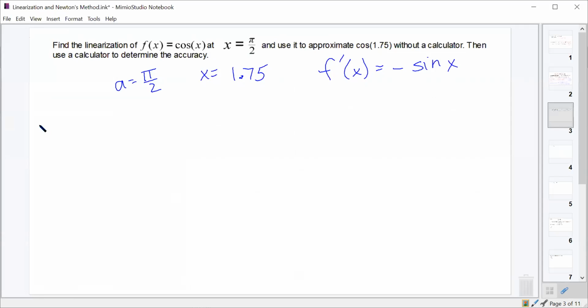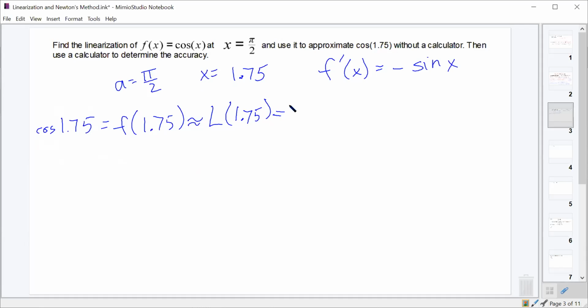So we want the cosine of 1.75, which is equal to f of 1.75, which is approximately equal to L of 1.75. Everybody agree that that should be true? Cosine of 1.75 is f of 1.75, which is about equal to the linearization of it. Good or no? Makes sense. Good.